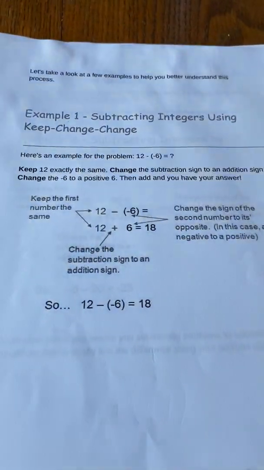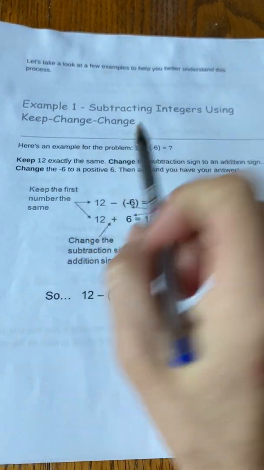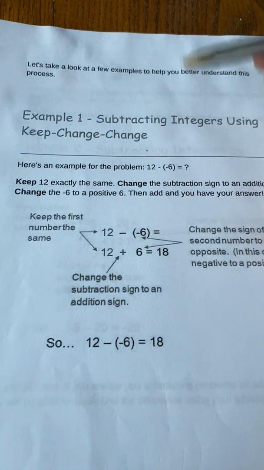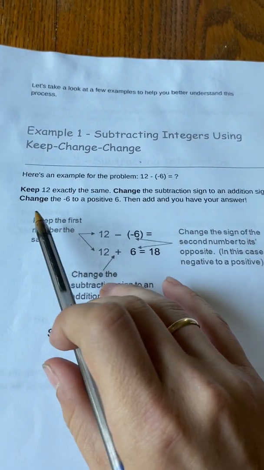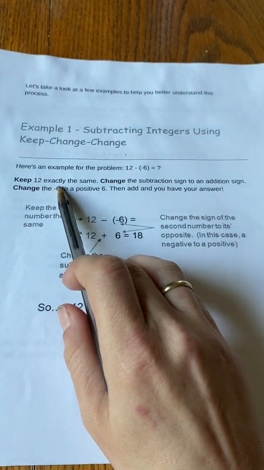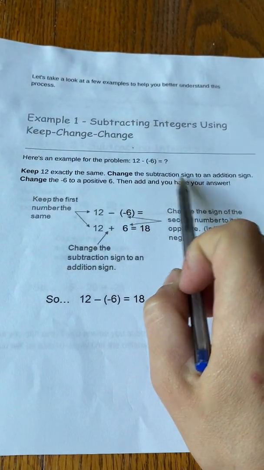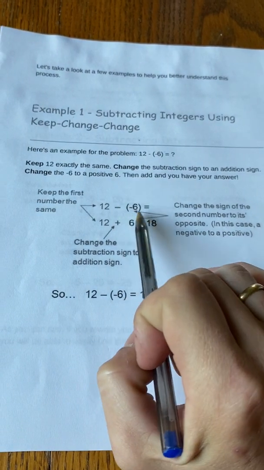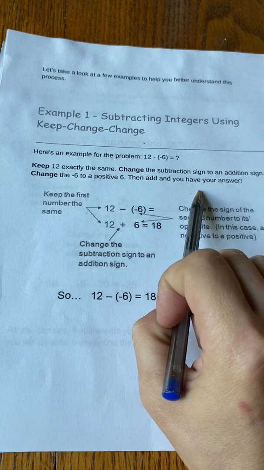There's a couple different ways that you can think about it. You can think of it as the keep, change, change, all right? So we're gonna look at the example here, 12 minus negative 6. It's a lot going on here, I know, so just bear with me. But it just repeats itself. We're gonna keep 12 exactly the same, change the subtraction sign to an addition sign, change the negative 6 to a positive 6, because you can see the parentheses. And then we're gonna use our addition rules and we'll have our answer, all right?